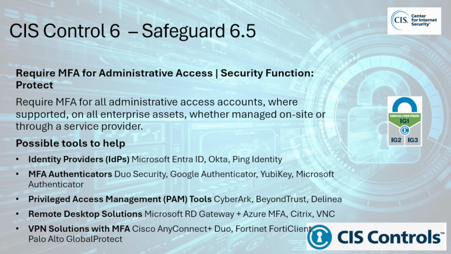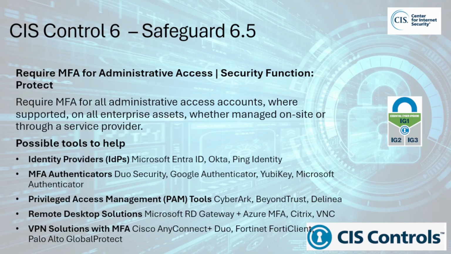Safeguard 6.5: Require MFA for administrative access. It comes under the Protect security function and is within Implementation Group 1. The safeguard requires organizations to implement MFA for any administrative access to systems, networks, and applications. Administrative access refers to the privileges granted to users who manage or configure system settings, perform system maintenance, or access sensitive data.